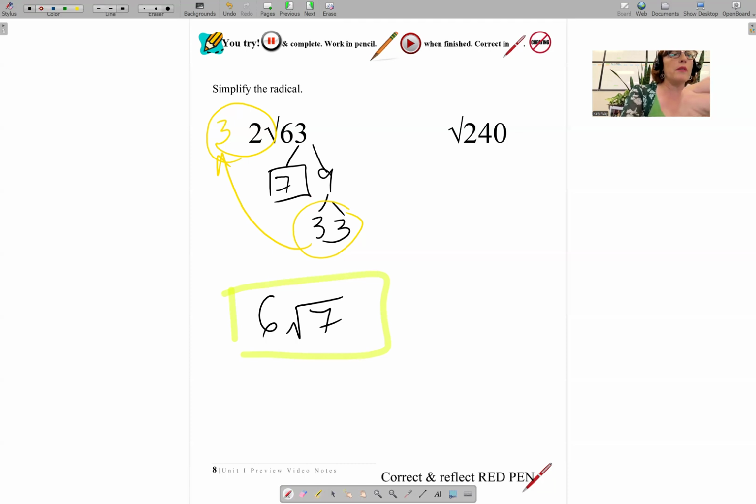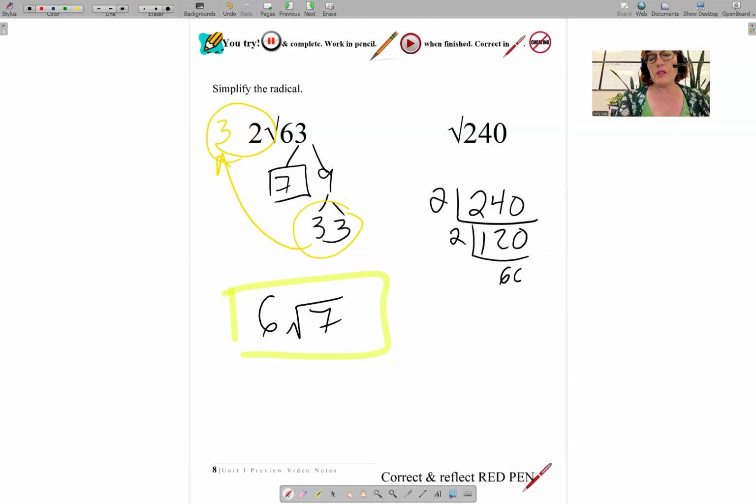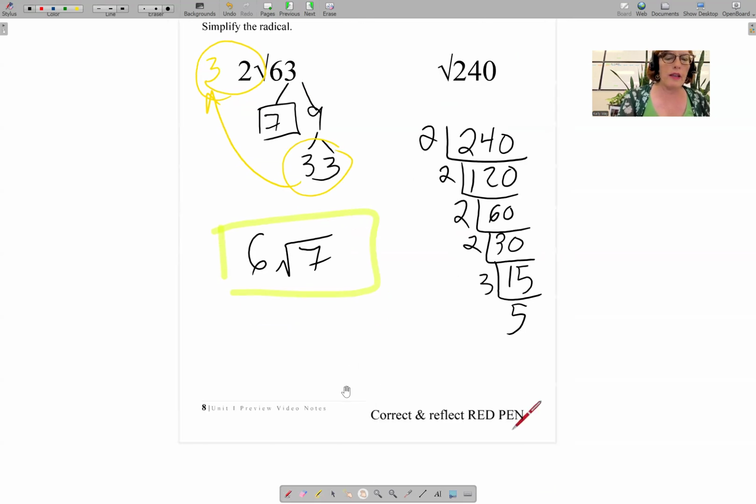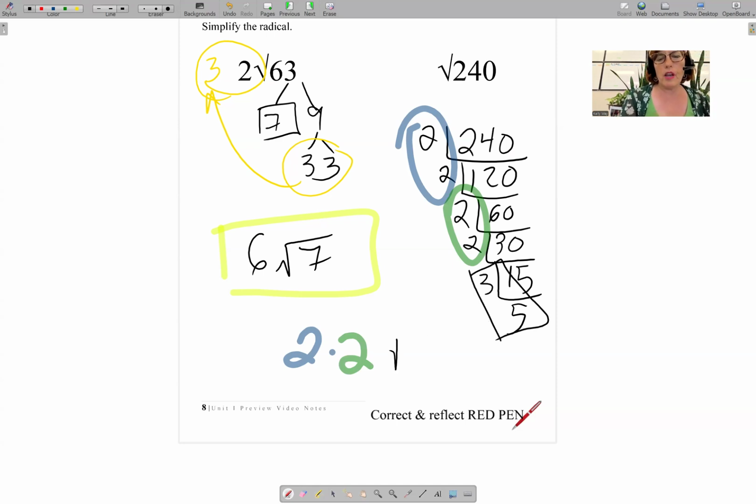Over here, I'm going to do this upside down division. 2 and 120, 2 and 60, 2 and 30, 2 and 15, 3 and 5, and 1. A 2 comes out. Another 2 comes out. The 3 and the 5 stay home, as it were. Final answer for root 240 is going to be 4 root 15.